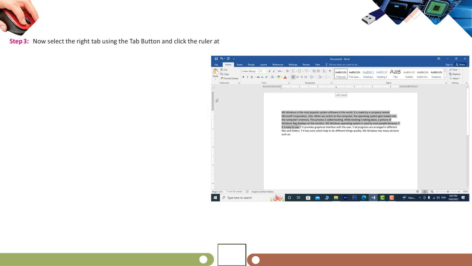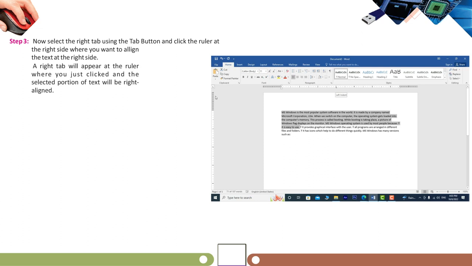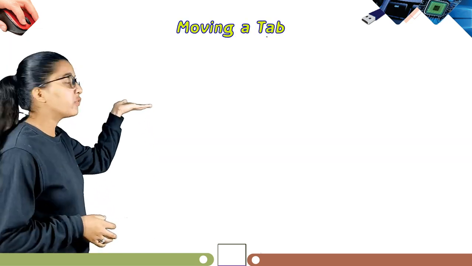Now our step 3 is select the right tab using the tab button and click the ruler at the right side where you want to align the text at the right side. A right tab will appear at the ruler where you just clicked, and the selected portion of text will be right aligned. Now students, let's jump to our next topic, that is moving a tab.